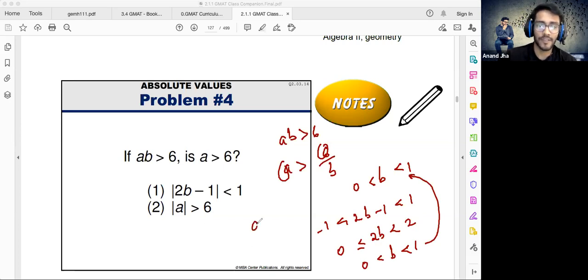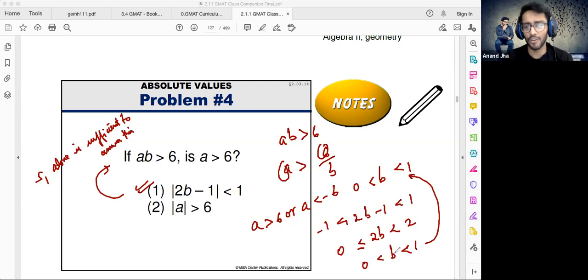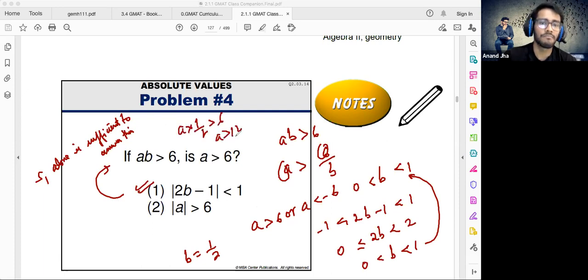Second one, mod a greater than 6. So a greater than 6 or a less than minus 6. So statement 1 alone is sufficient to answer this. If I talk about, right? Take any value b between 0 and 1. Suppose b I took 0.5, 1 by 2. So a into half greater than 6. So a greater than 12. That means a greater than 6.